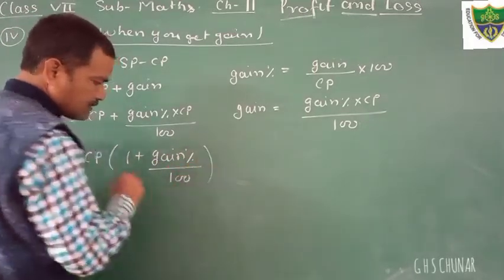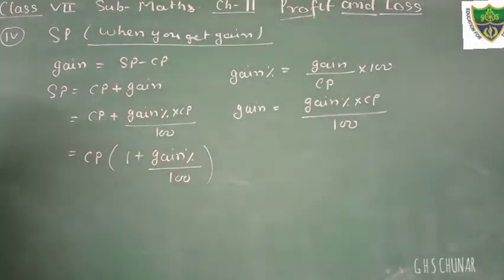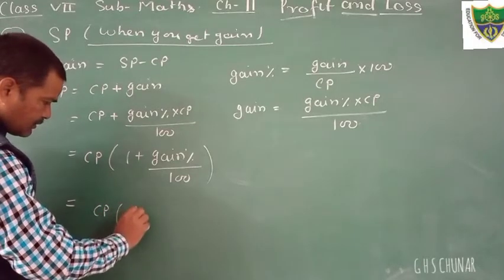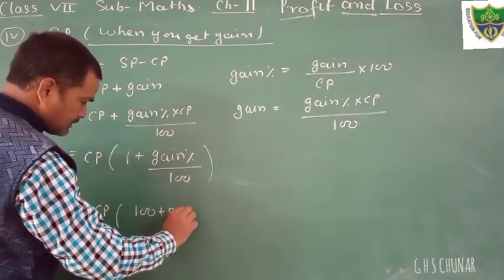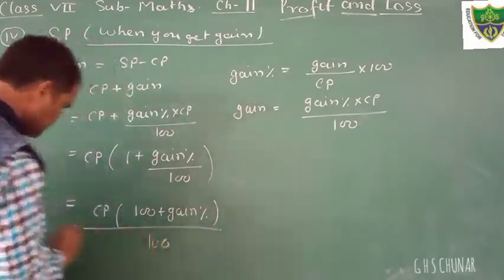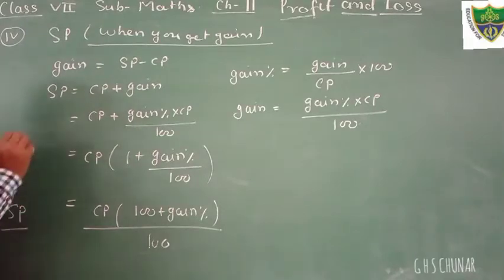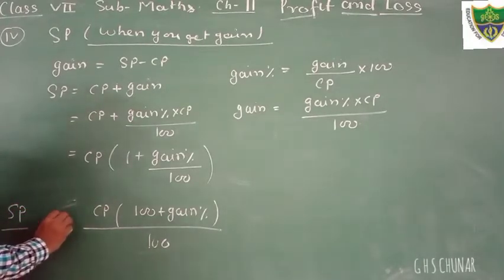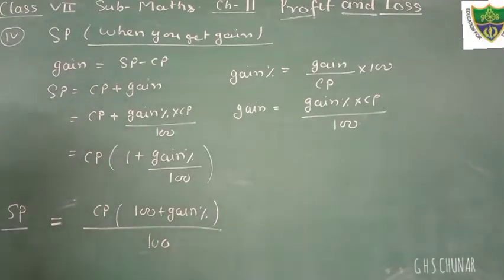This is the formula, or you can write it as CP into 100 plus gain percent, whole upon 100. This is the SP. When you get the gain, SP is equal to 100 plus gain percent upon 100 into CP.